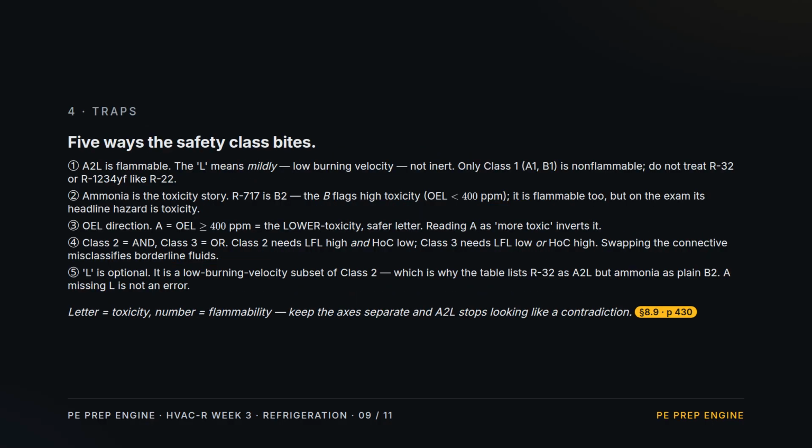Traps. 5. 1. A2L is flammable. The L just means mildly. Only Class 1 is inert, so don't treat R32 like R22. 2. Ammonia is the toxicity story. B2. The B is high toxicity. 3. OEL direction. A is the high limit, lower toxicity, safer letter. Don't invert it. 4. Class 2 is AND. Class 3 is OR. Swapping the connective misclassifies. 5. The L is optional, which is why the table shows ammonia as plain B2.